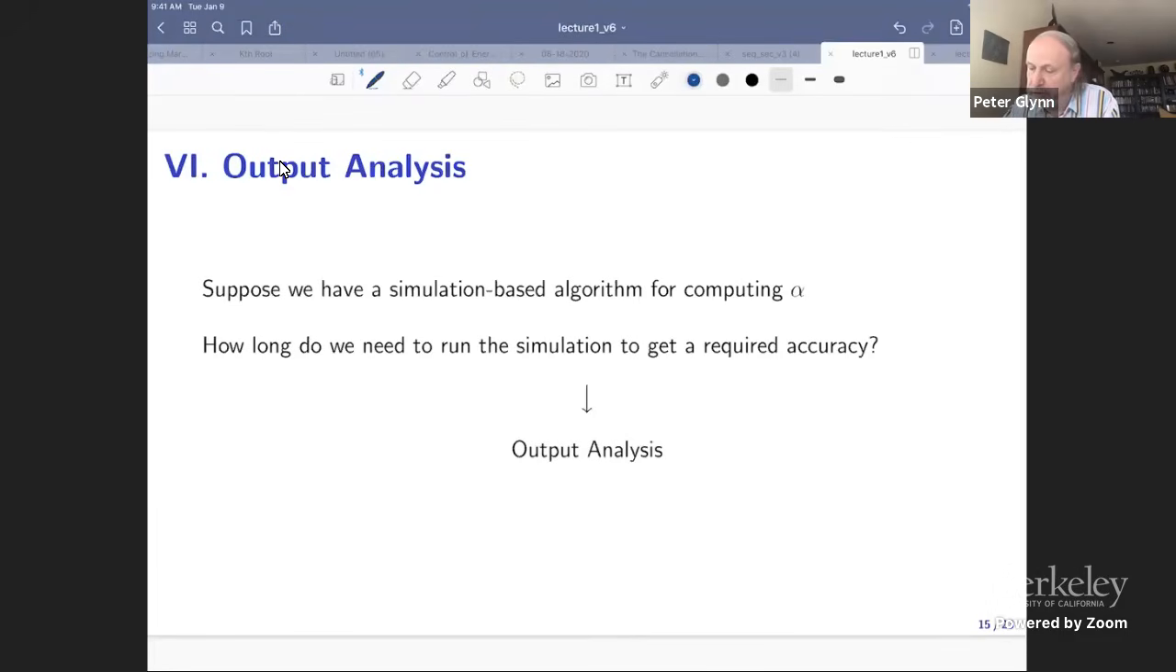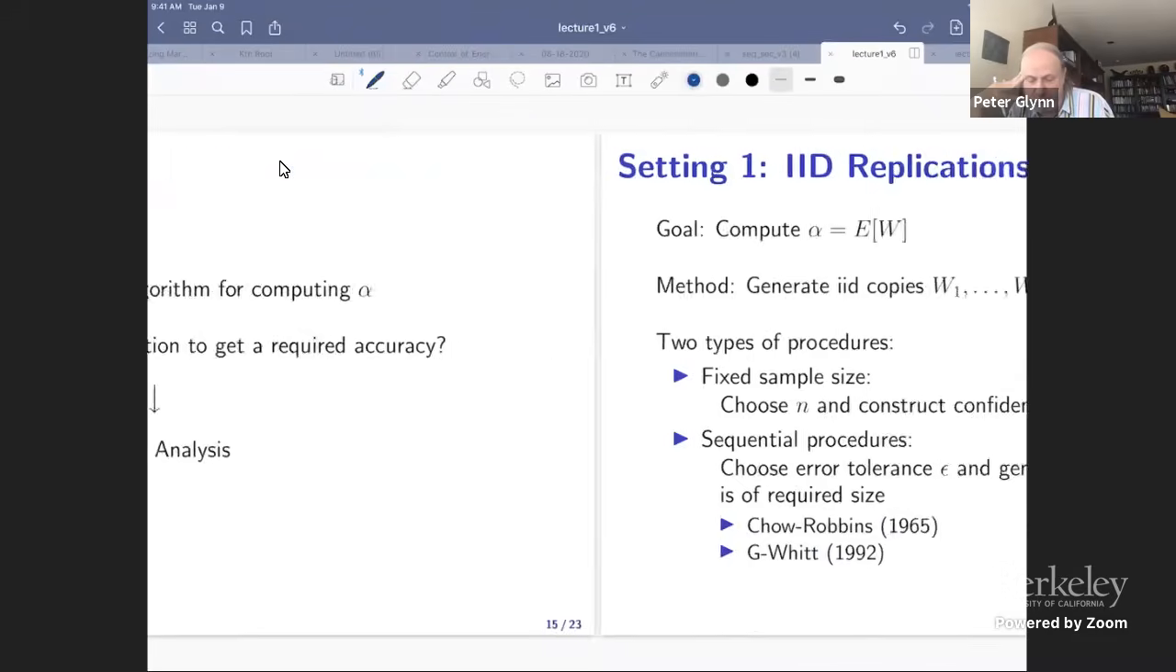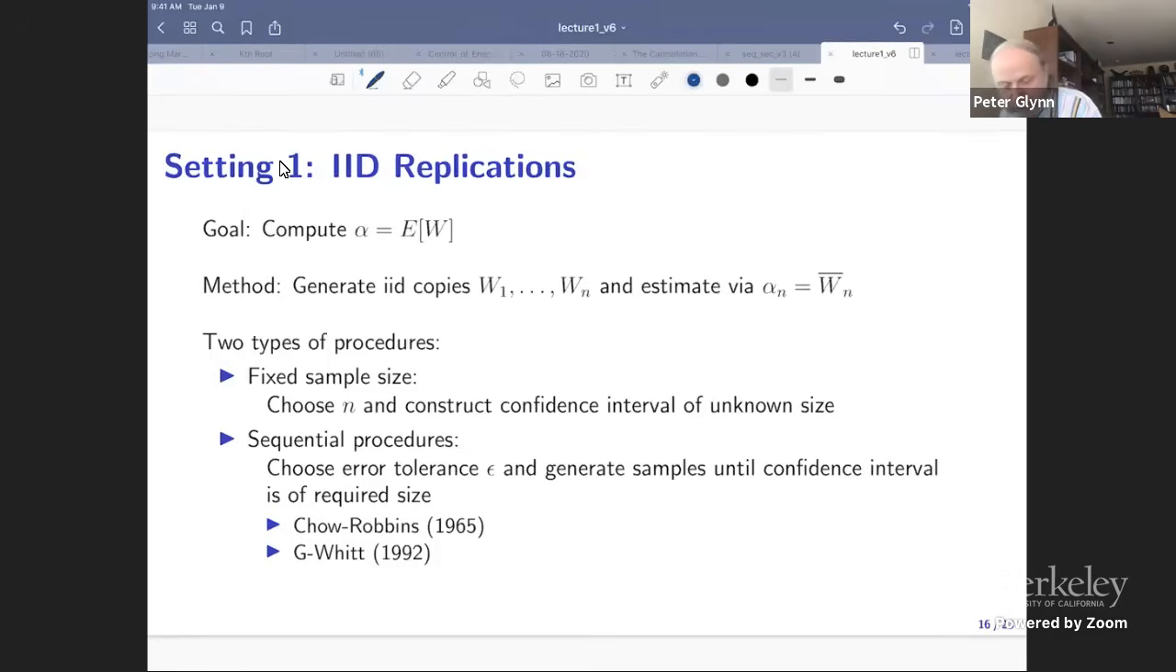Now let's switch to the topic that will consume the rest of this lecture, which is output analysis, namely, given that we have a simulation-based algorithm for computing some parameter alpha, how long do we need to run the simulation for to get a required accuracy? That's the whole question underlying the area of output analysis. So one thing to recognize again from a terminology standpoint is if you want to compute an expected value, and let's suppose that we're in a setting where the random variable W is simulatable, so we can simulate IID copies W1, W2 to Wn, and then just estimate the alpha expected value through the sample mean.